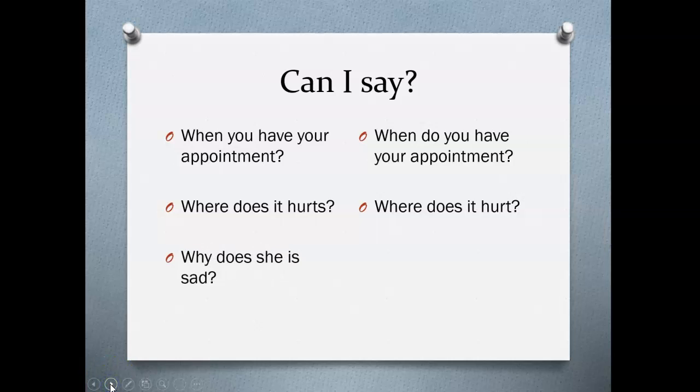Can I say, why does she is sad? Think about it. No, I can only say, why is she sad? Because is the verb to be. It does not need another auxiliary. I cannot put the do and the be together in the same question or same negative.